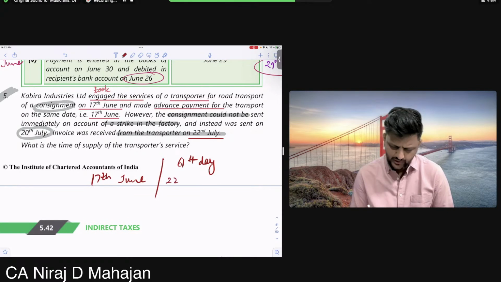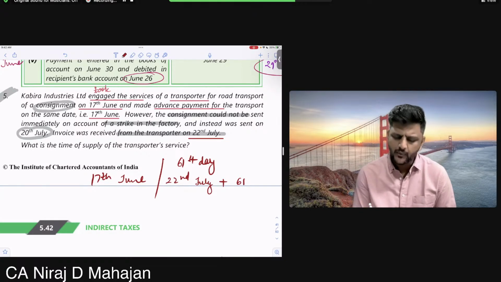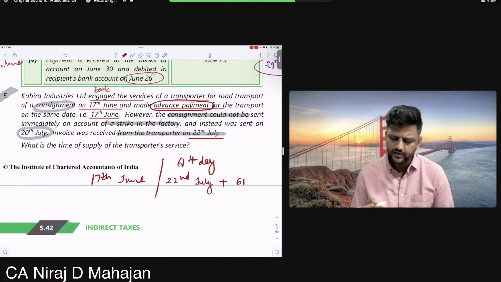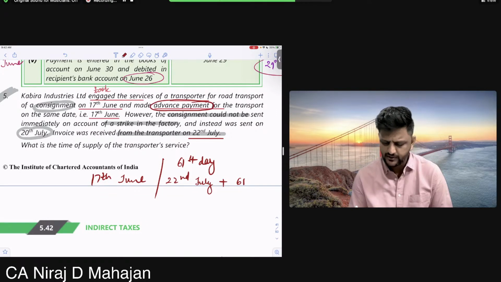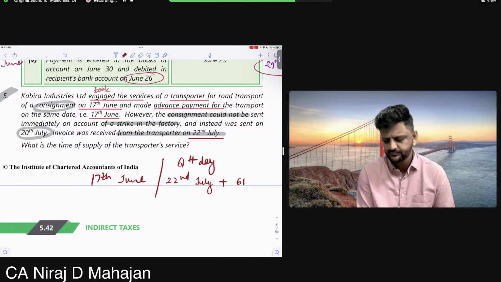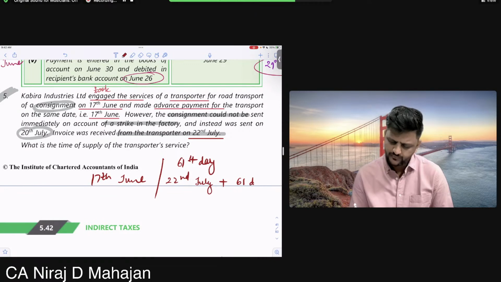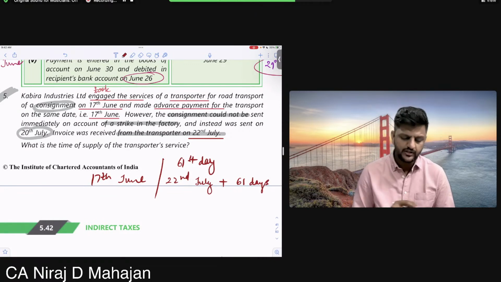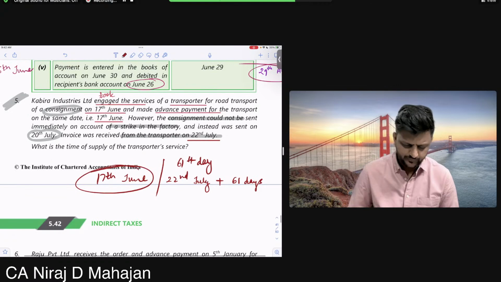So 22nd July plus 61 days, right, children? Advance payment. Done now. You have already covered it. 61st plus 61st day or plus. Okay, everybody? So the answer is what? 17th June. Let's check that.